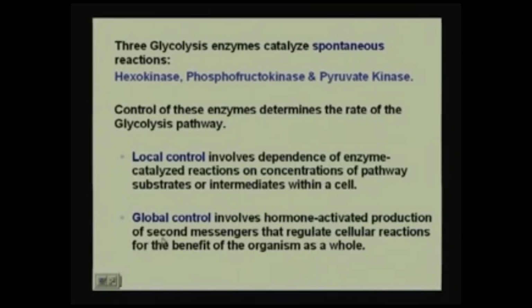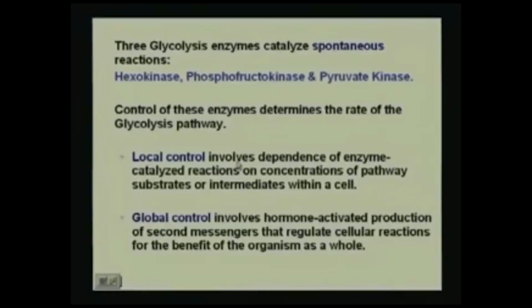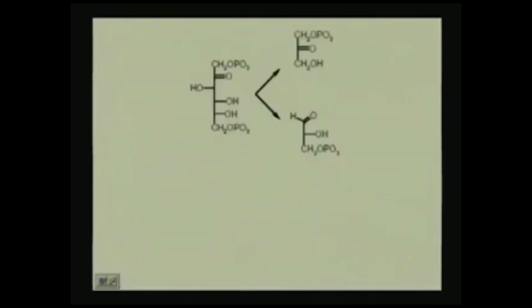Then you have global control that actually involves hormone activated production of second messengers. These are certain messengers that are there in the body that actually regulate the cellular reactions for the benefit of the organism as a whole. So this is like a more global approach where it would work on the cell itself, preventing the cell from acting or preventing certain reactions taking place altogether. Okay, but at the local level, the concentration dependencies are due to the variations in the product and the reactant. Okay, now let's look at one such example.